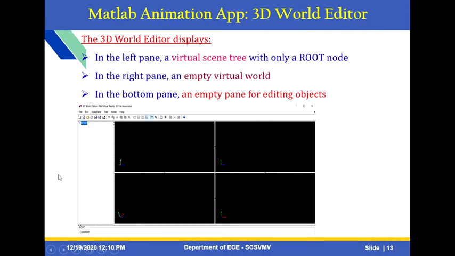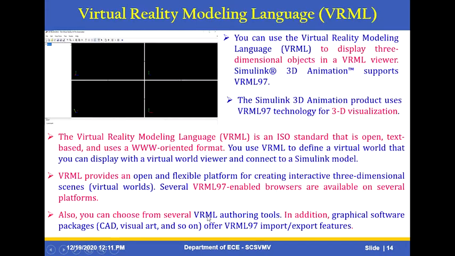This is the simple window, that is your 3D World Editor app window. There are four panes available in this app. What is the command to get this? vredit in the command window, and you will get the 3D World Editor window. In the left pane is the virtual scene tree with only the root node. The right pane is an empty virtual world. The bottom pane is the empty pane for editing the objects. You can edit the objects here itself.